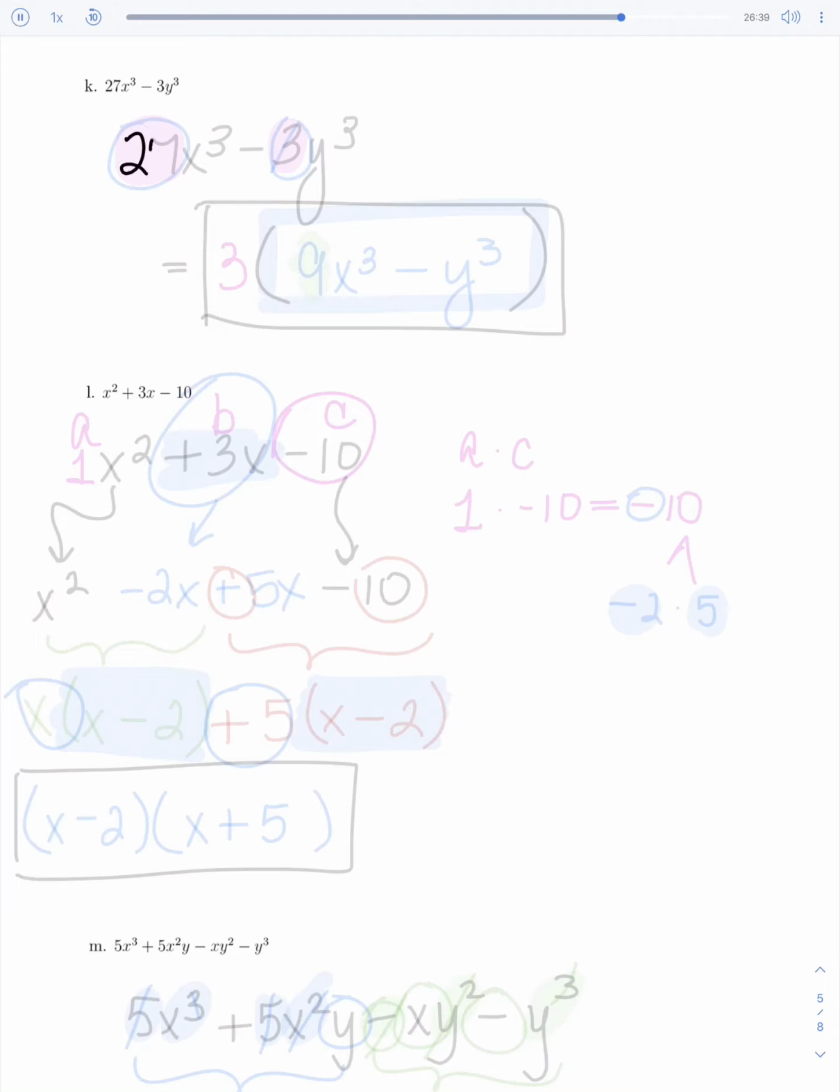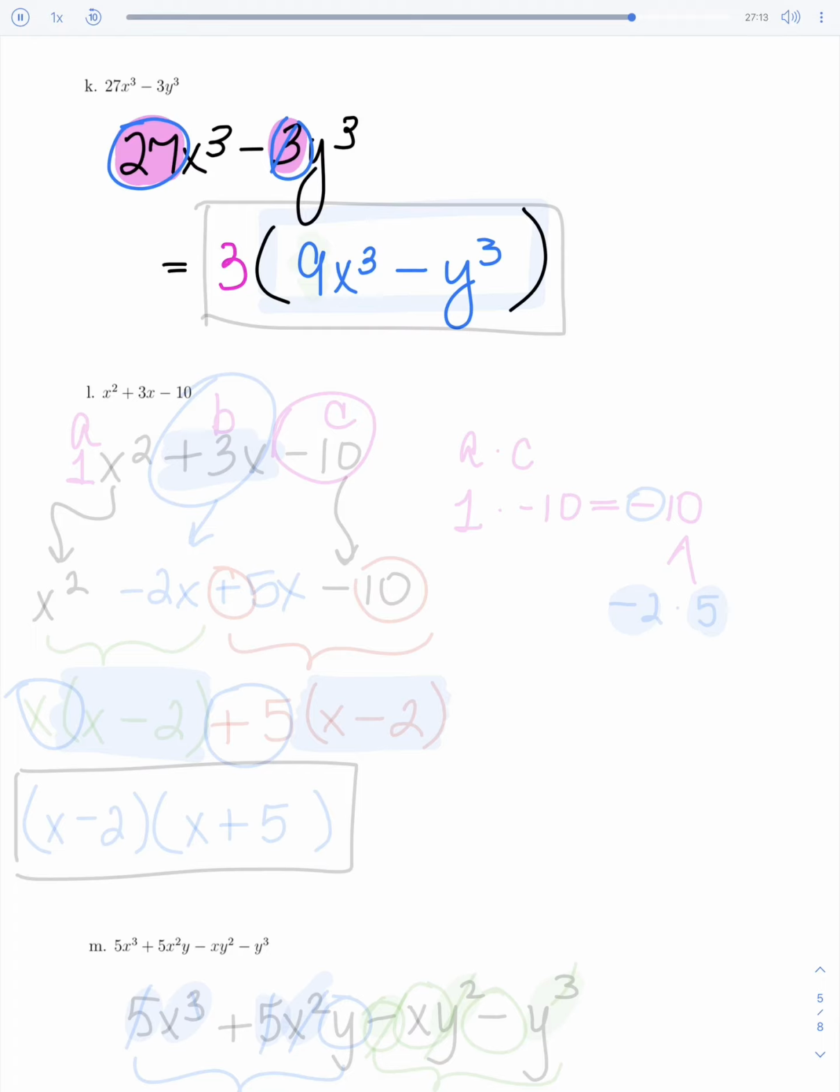Hey, we have 27x cubed minus 3y cubed. And before we do anything, there's something small we have to be able to catch, which is that we have a 27 and a 3. They're both divisible by 3, so before I do anything, I can factor out a 3. So let's see what that'll leave me with inside. That'll leave me with, well, 3 goes into 27, 9 times, I'll still have my x cubed. And then dividing out the 3 means I'll just have the minus y cubed.